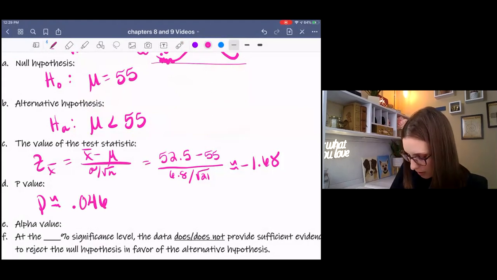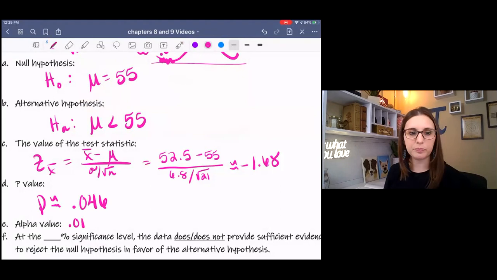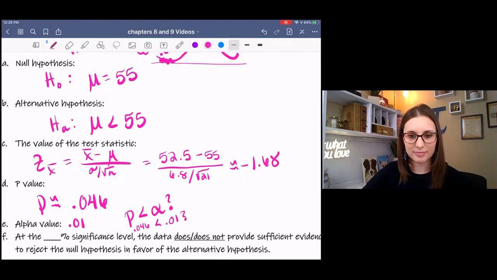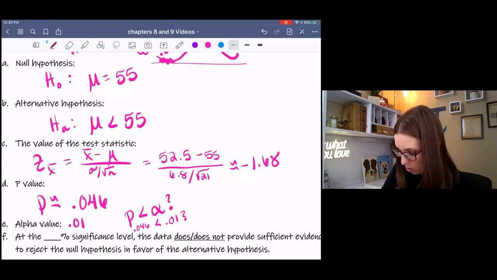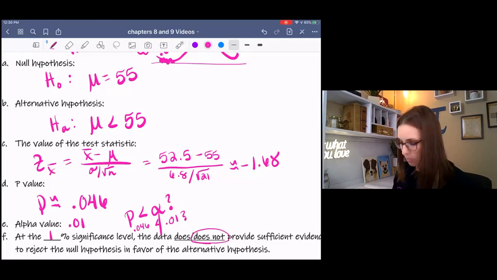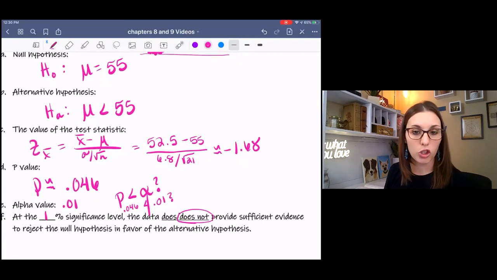And our alpha level is 0.01. So you can make a decision at this point based on the p-value. Is p less than alpha? No. So at the 1% significance level, it does not provide enough evidence to reject.